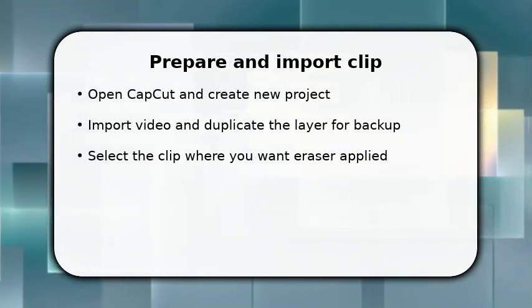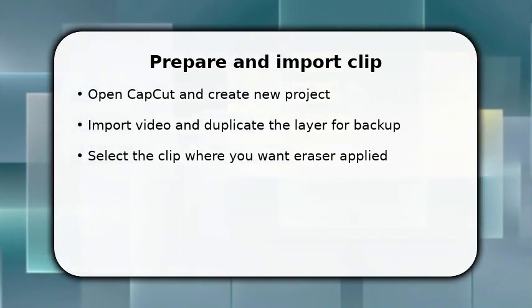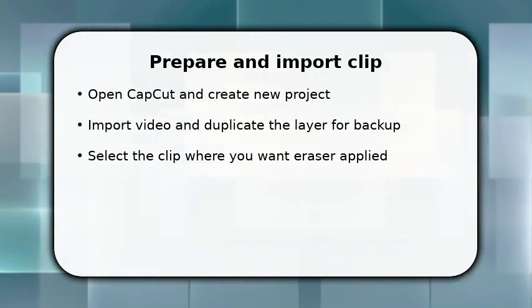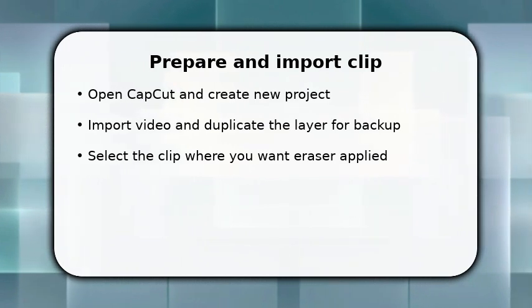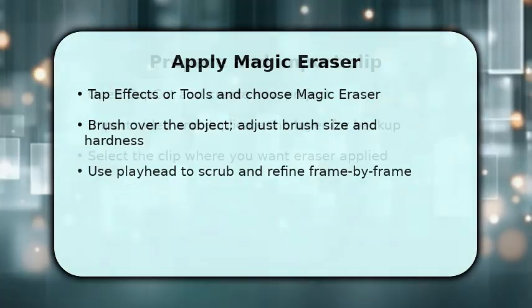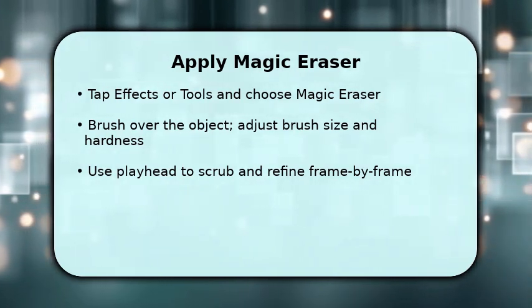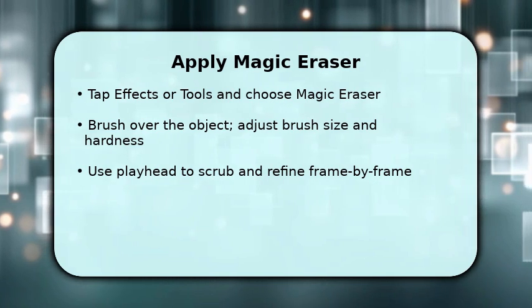Make sure the clip is highlighted and ready before moving to Tools so you don't erase the wrong portion. Now you'll apply the Magic Eraser tool. Tap Tools or Effects and pick Magic Eraser, then brush over the object. Change brush size for edges and lower hardness for blended removal.